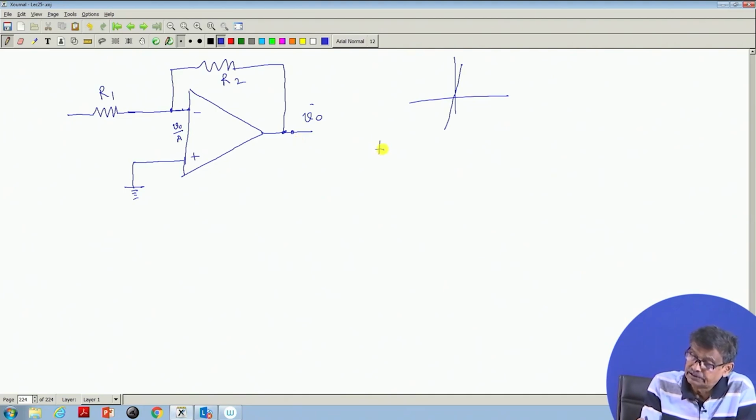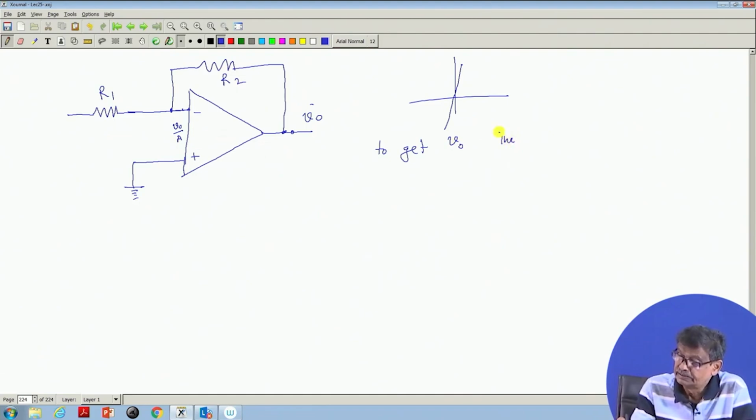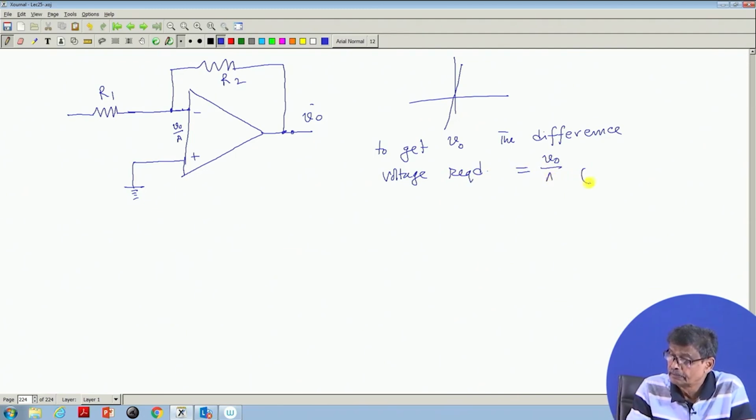So, to get V naught, the difference voltage required will be equal to V naught by A, with A tends to infinity.